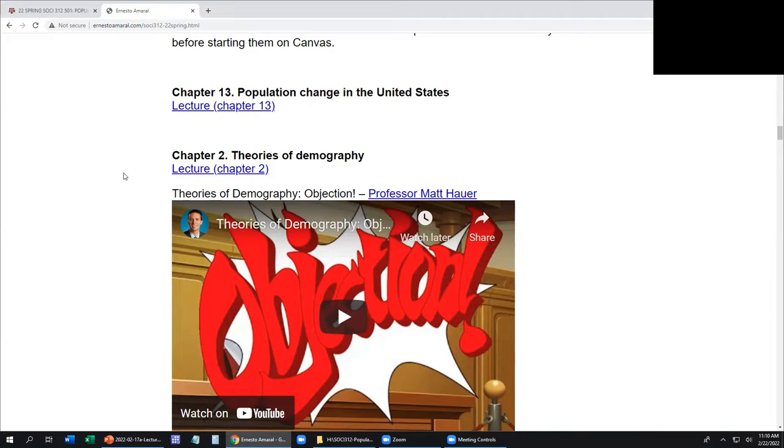The chapter we started last week, the chapter on theories of demography, and I started talking to you about these important terms to understand theory, not just in social sciences, but in general, right? So all that discussion about what is theory, and then from theory you go to hypothesis, and then you collect data, and then you confirm or not your hypothesis. That's what all sciences do.